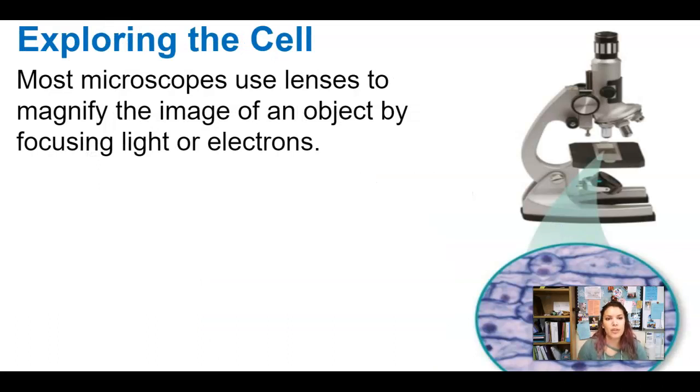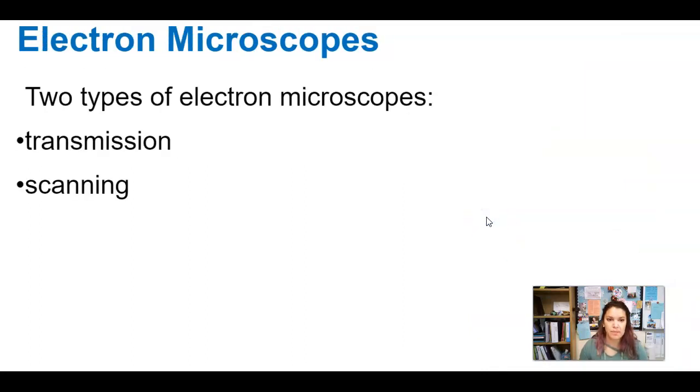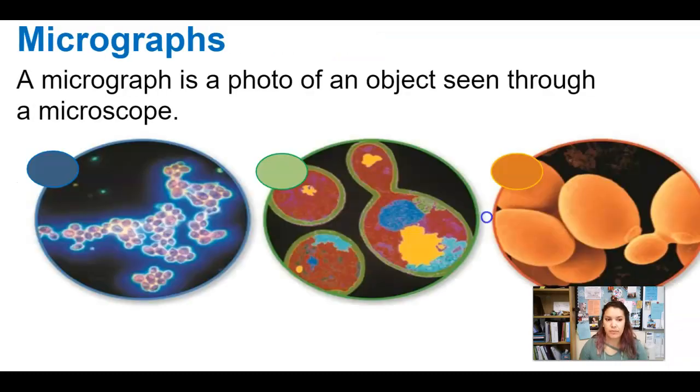All right, so exploring the cell. Most microscopes use lenses to magnify the image of an object by focusing light or electrons. We watched an interactivity video yesterday in the online book about the 3 different types of microscopes, so we're going to go through those really quick. There are 2 types of electron microscopes: TEM, transmission electron microscope, and scanning, SEM.